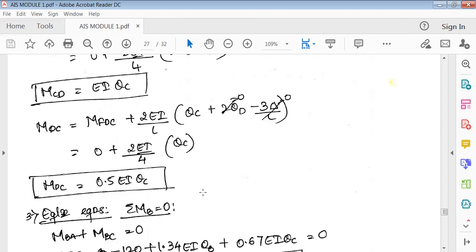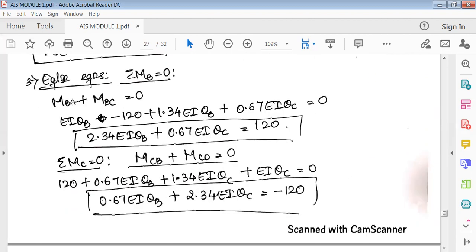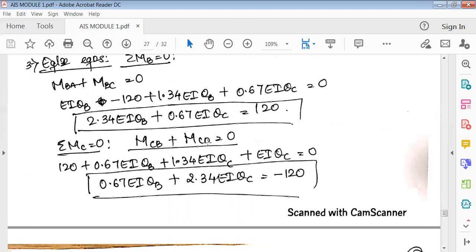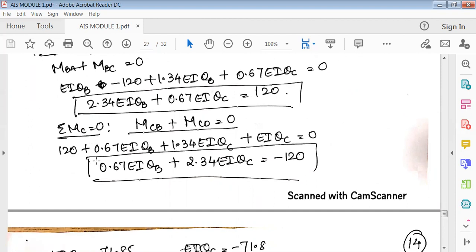Okay, so substitute all the equations of MBA and MBC, and again write it in sequence only. Whenever using this, be careful with the signs. So it is theta B first, then theta C, and keep it in equation form only, equal to a constant. Then finally, MCB plus MCD is equal to 0. Substitute all and keep it again in the form of theta B plus theta C, followed by a constant. Okay, so these are the two joint equilibrium equations.